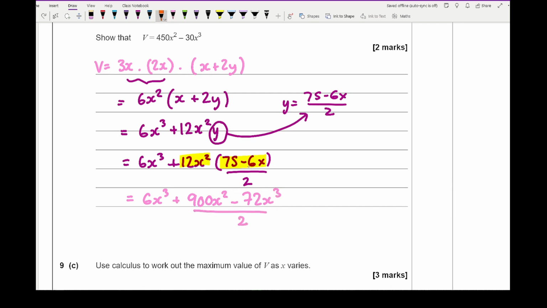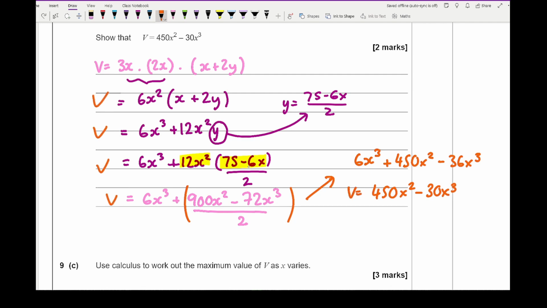So then simplifying this, we can divide both things by 2, so what that ends up with is 6x cubed plus half of 900 is 450x squared, half of 72 is 36x cubed. Simplifying all of that, we get 450x squared minus 30x cubed, and that is what v equals. And that is what they wanted me to show.